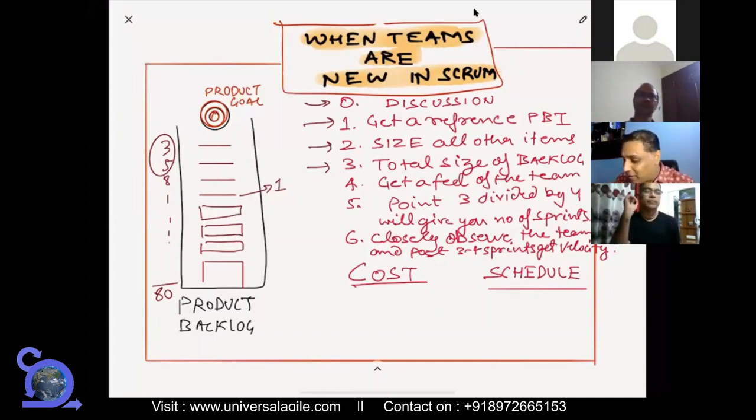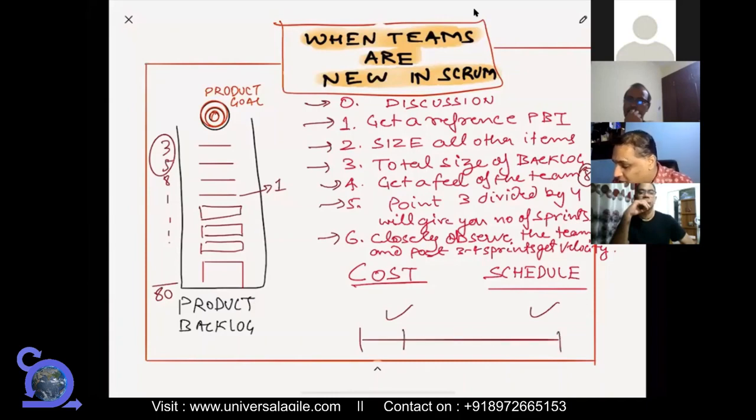So with this basis, your feeling is 8. Do you think now you can again get the number of sprints as 10, 80 divided by 8? Do you think you will be able to get the cost and schedule the same way as you did in the mature team? But one extra thing you need to do with this team is this: when this team starts to work, very closely observe what they are doing, because this is a new team.